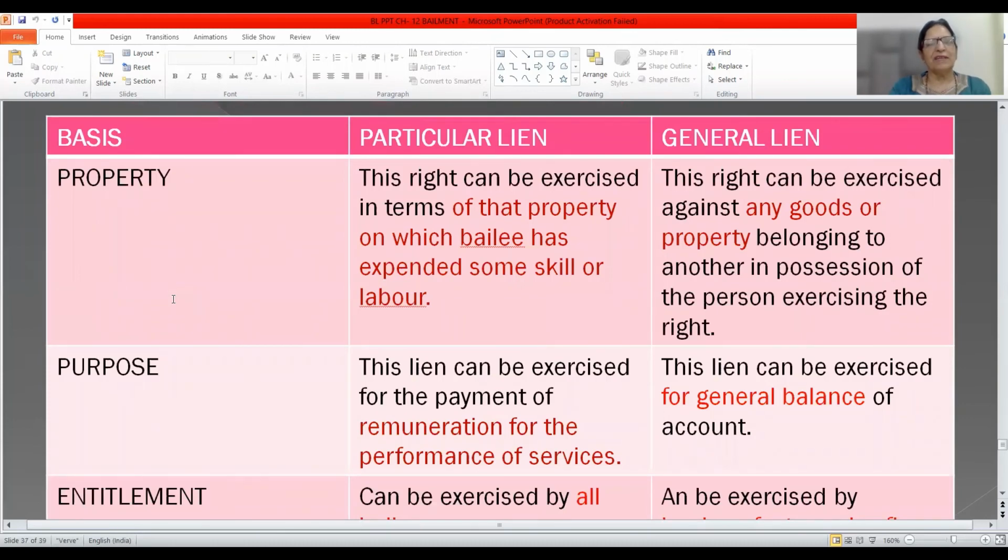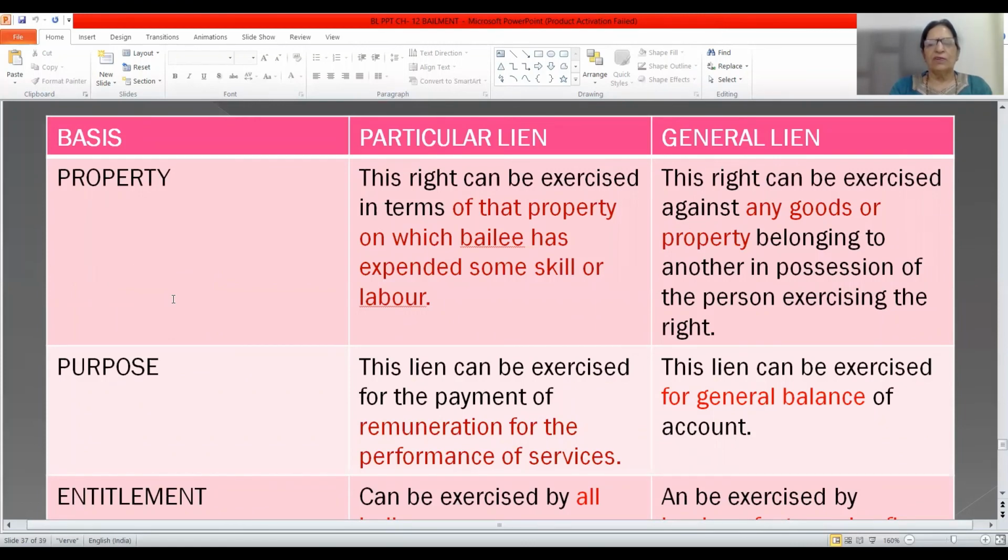Now, hurriedly, friends, I'll take up these 3 points of distinction between particular lien and general lien. The particular lien can be exercised against particular property only, on which the bailee has expended some skill or labor. But general lien can be exercised against any property or goods. Say, for example, a person has got FDRs in the bank, and he has taken an overdraft from the bank and has not paid. Now he wants to go to the bank and encash his FDR. The banker may say, no, I will not allow you to encash your FDR unless and until you pay me the amount of loan which you owe to me. So this is the general lien.